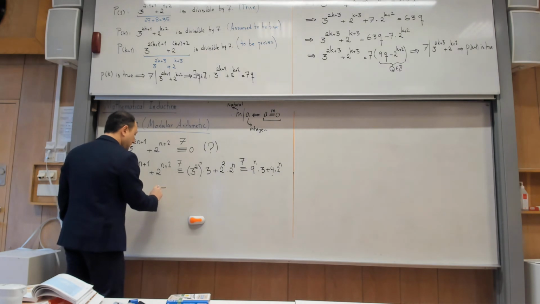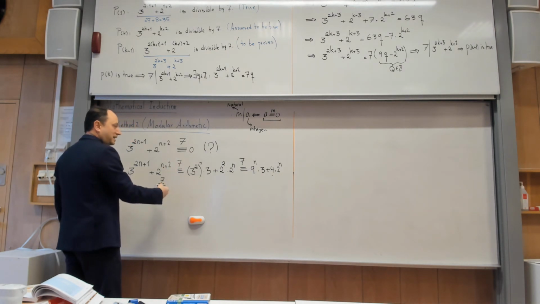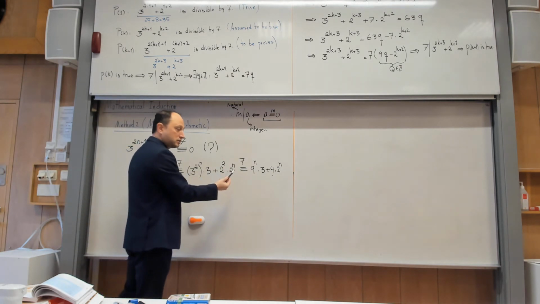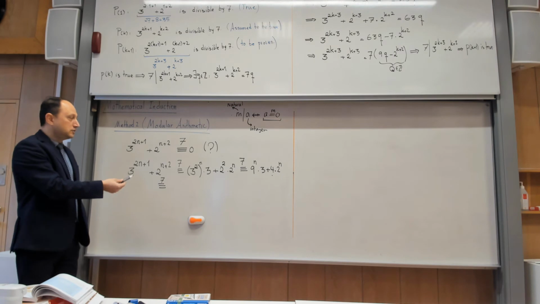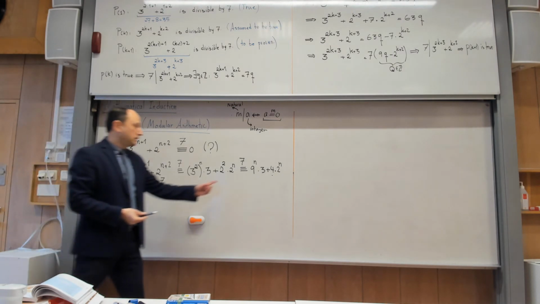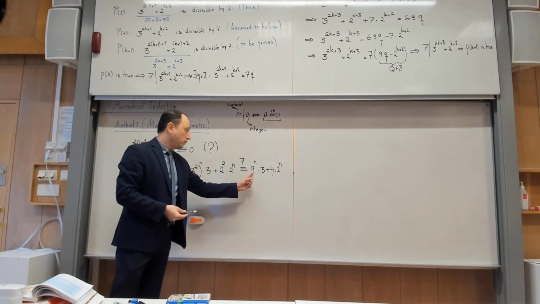But I told you that the important thing about modular arithmetic is that whenever you have a base which is larger than the modulus, it's always better to simplify, yes? So there is a better name for 9. If I want to work with modulo 7, instead of 9 I can write 2.